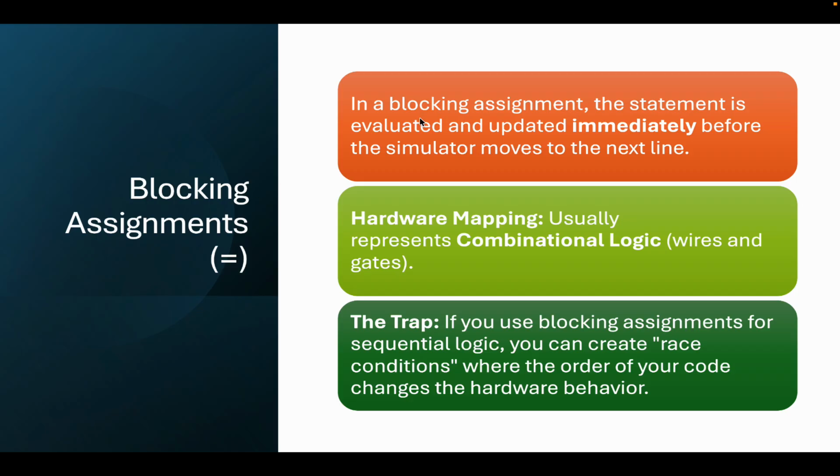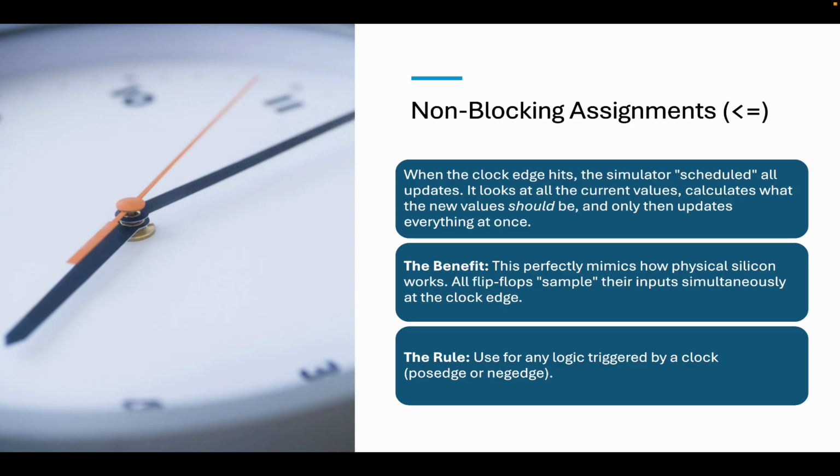Blocking assignments. In a blocking assignment, a statement is evaluated and updated immediately before the simulator moves to the next line. Hardware mapping usually represents combinational logic, wires and gates. The trap: if you use blocking assignments for sequential logic, you can create race conditions. This is very important. We'll learn about it in the next slide, where the order of your code changes the hardware behavior.